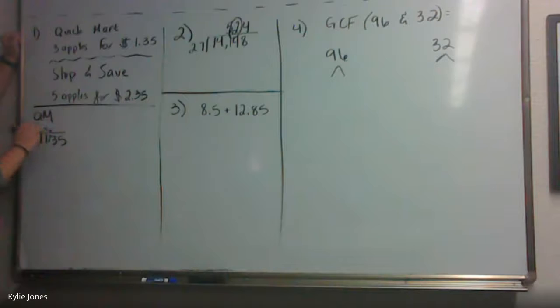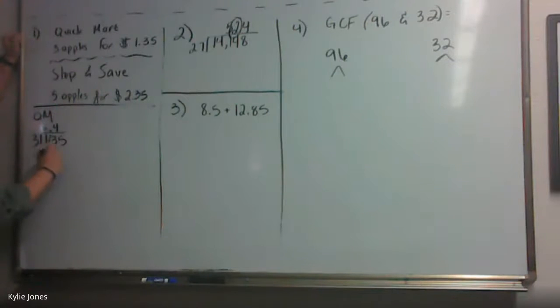3 does not go into 1, but how many times does 3 go into 13? 3 into 13, how many times? 3 times what? 4. We subtract 12. We get 1, and then we can drop down our 5. So now we need to see how many times does 3 go into 15? 5. 5 times, I heard someone say it. So we subtract and get 0. So at Quick Mart, an apple costs 45 cents. What about Stop and Save?